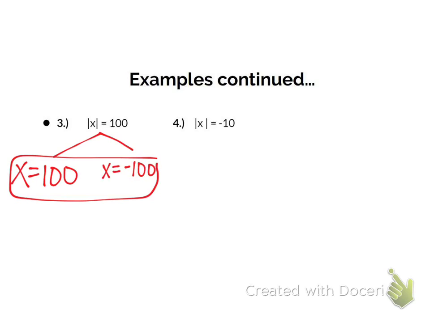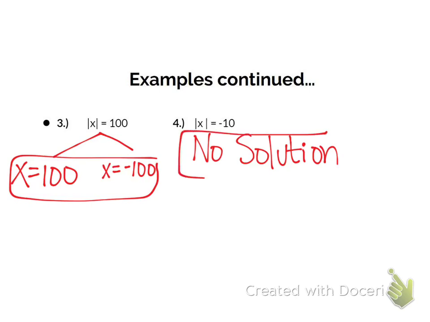Number 4 is a little bit tricky. Can anybody tell me why number 4 would be different? Because there's a negative 10 there. So we have an absolute value equal to a negative. Is that possible? No. So there is no solution. If you have the bars alone and it equals a negative, there's no solution. That's all you have to write. Questions about 3 or 4?